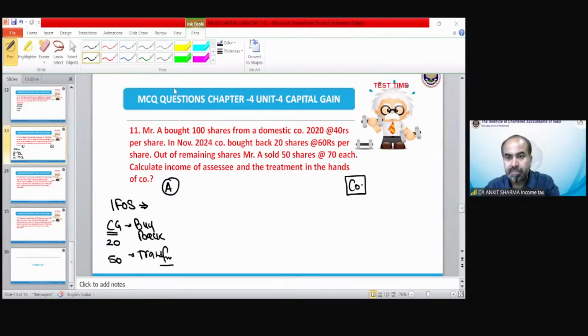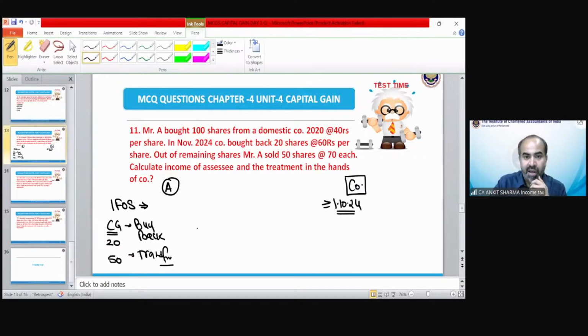So let's see. Students, you can raise your hand also so that we can give the option to unmute yourself, and you can just give your answer and the reasoning as well as the computation. Jayendra is saying no treatment in the hands of a company. Why no treatment in the hands of a company, Jayendra? Because it has been done on or after 1st October 24. Yes, exactly. Correct. Well done, Mr. Jain.